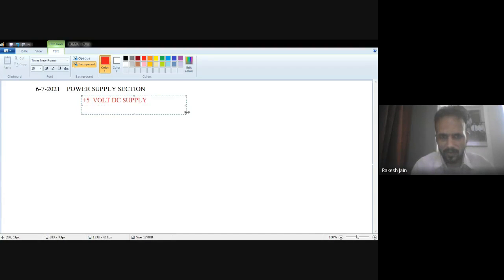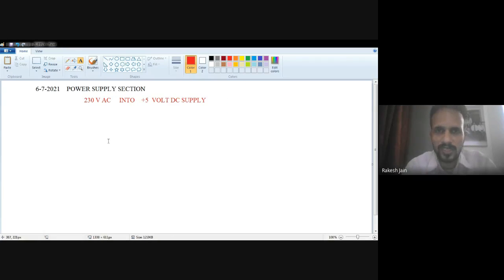What I have is 230 volt AC. It means my goal is to convert 230 volt AC into a 5 volt DC supply. If you require a 9 volt DC supply for your circuit, then it means converting 230 volt AC into 9 volt DC supply. If you require minus 9 volt, then the circuit will change somewhat, and I am going to explain how.